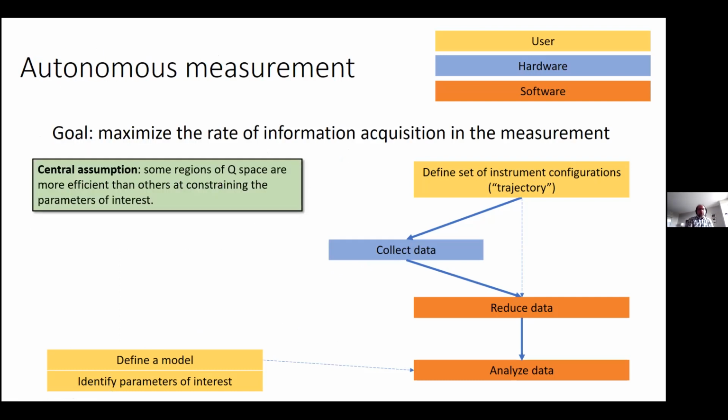When we design this experiment, really our goal, and this is true whether or not we're using machine learning or not, is to maximize the rate that we can acquire information in the measurement. So this is a common goal for everything. For this particular talk, we're going to make an assumption. And this is that some parts of Q space are more efficient than others at constraining our parameters of interest. Now, you know that this is true, because if you go to really high Q where your signal to noise is bad, clearly this is not going to be a place to measure if you want to efficiently constrain a model. And also at very low Q, for example, below a critical edge, you don't actually get any structural information.